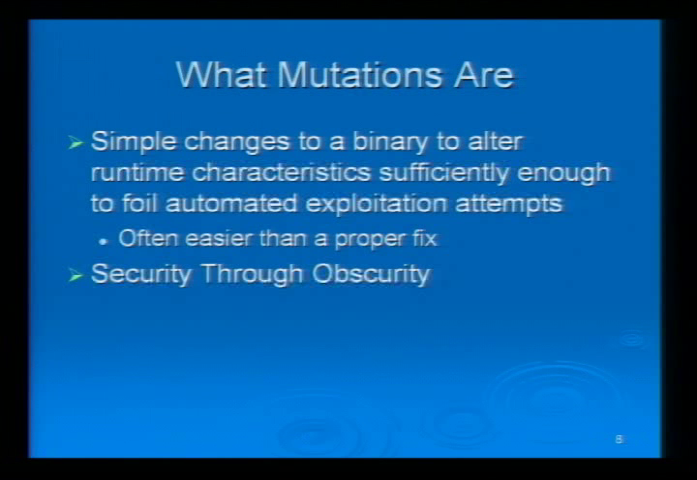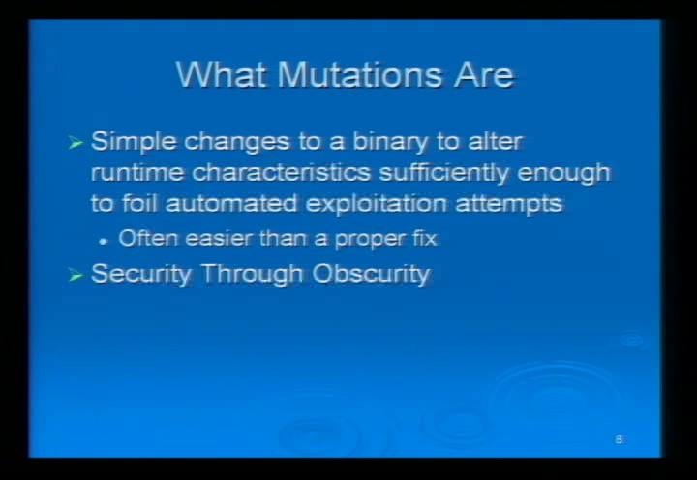So before I get any further, there have been a few patching talks that have gone on through Black Hat and Defcon, I guess, and they've been kind of interesting. They've talked about the new Microsoft hot patching features, where with certain compiler switches, you basically have built-in room at the beginning of every function to hook in, divert the function call, and inject patches that way. And that's not what this is all about. What I'm talking about here is simple, relatively simple changes to a binary to alter its runtime characteristics, not necessarily its behavior, sufficiently enough to foil automated exploitation attempts.